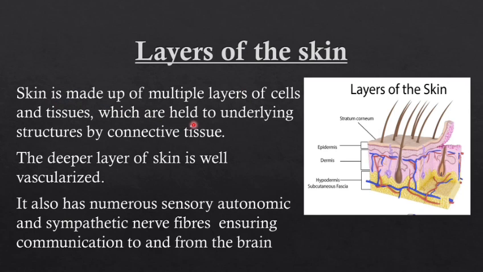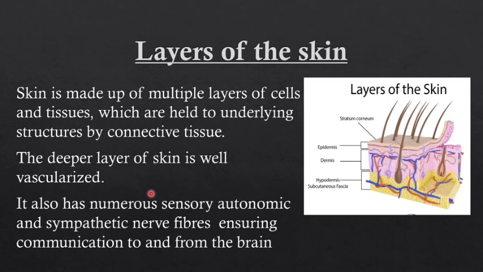This skin is made up of multiple layers of cells. Our skin normally has many layers of cells and tissues. In our body, there are muscles and bones, and tissue cells which are held to underlying structures by connective tissue. The deeper layer of the skin is well vascularized. Vascularized means containing blood vessels. What is the deepest layer? Hypodermis. In that layer, the skin is well vascularized, meaning it consists of blood vessels.